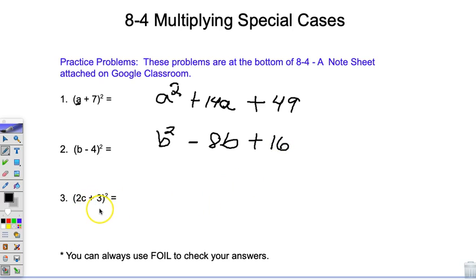For the next one, we're going to do the same exact thing, but you've got to remember in this first term, I need to square not only the 2, but also the c. So 2 squared is 4, c squared is c squared, plus the product of 2c and 3 is 6c, but if I times that by 2, I get 12c. And the last term, 3 times 3, or 3 squared, is 9. You can always use FOIL to go back and check your answers if you'd like.